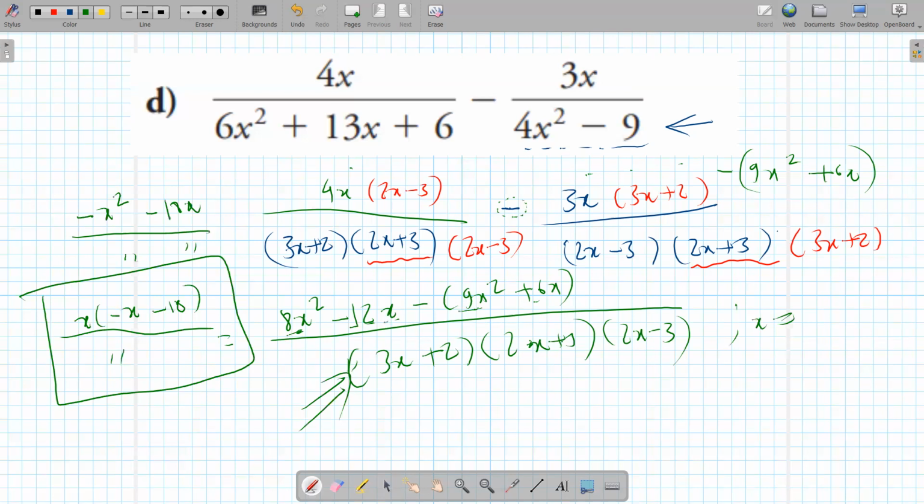What are the restrictions here? What can x be? X can't be negative 2 over 3. Or negative 3 over 2. Anything else? And then just 3 over 2. And you're done.